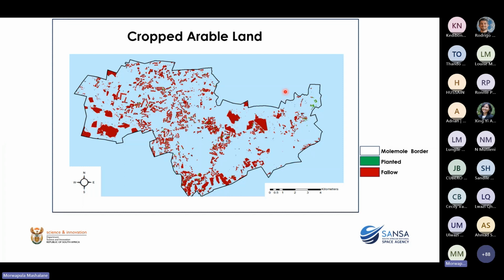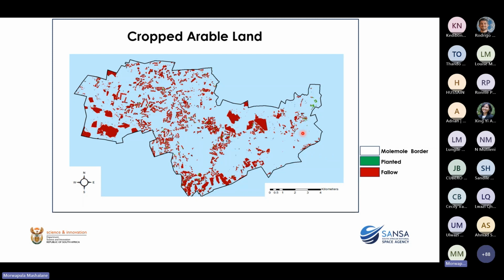So we also do what we call cropped arable land mapping, which is basically mapping what is planted and what is not planted. What you see here is the red is what is not planted, and the tiny bits of green are what is planted. This information is very important for the municipality because it's sort of an indicator of where food security is standing. It indicates what the yield is going to be like at the end of the season, so that the government or the municipality can plan properly.